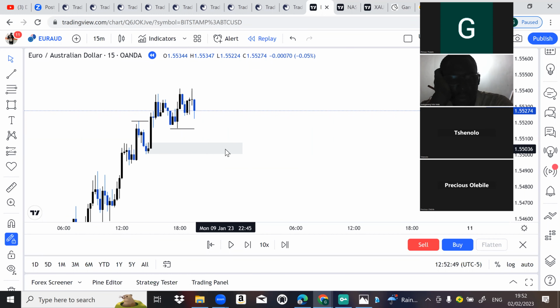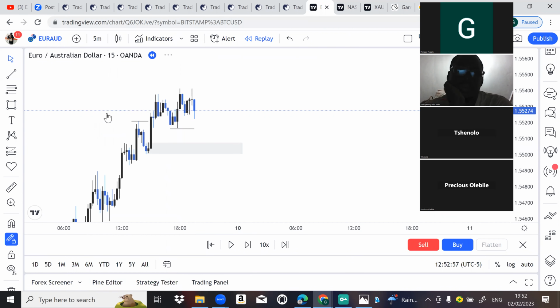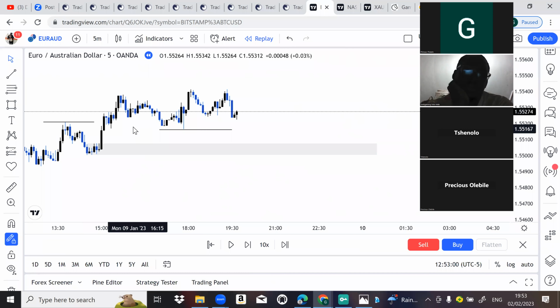Sometimes you can just use an order block with what? With break of market structure only. And then wait for the price to return to that order block, then you buy. So you can still refine when you go to 5 minutes. So on 5 minutes, the order block is still the same.